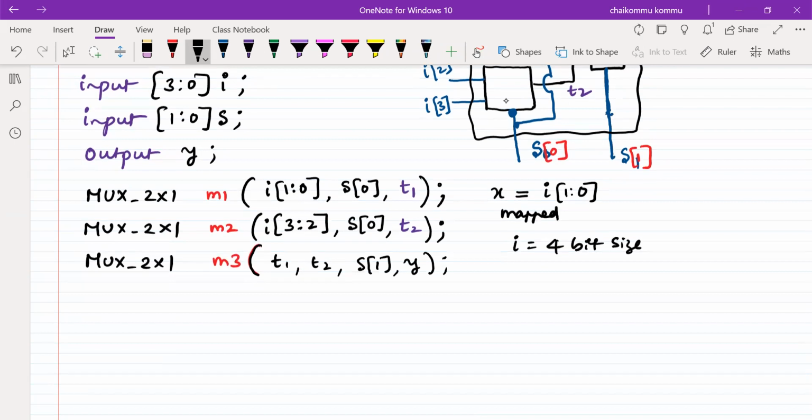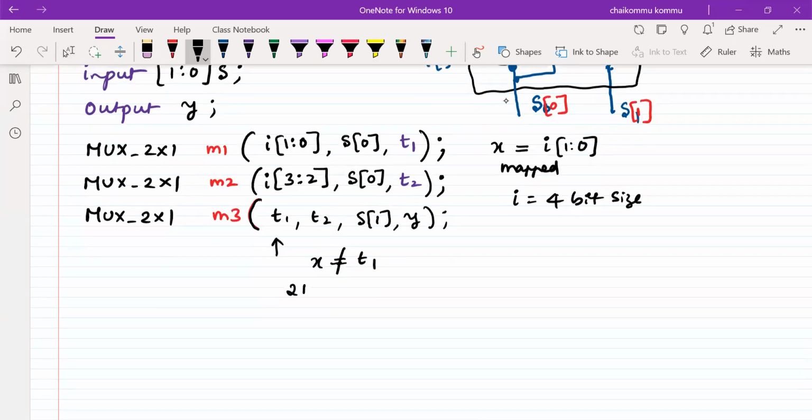Why? Because the first position is mapped to X, which is equal to T1, but both are not equal. Why? Because X is a 2-bit size, but T1 is a 1-bit size. Both are not equivalent. That means there is a mismatch between the ports. The mapping is mismatched.